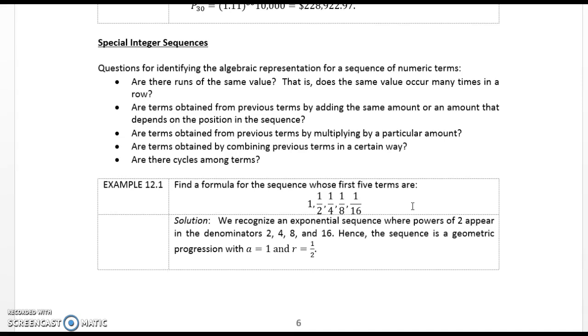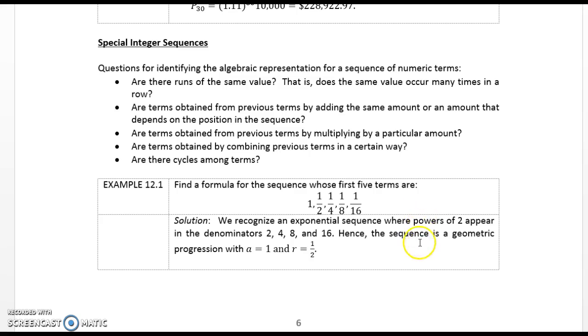Special integer sequences. Questions for identifying the algebraic representation for a sequence of numeric terms. Are there runs of the same value? That is, does the same value occur many times in a row? Are there terms obtained from previous terms by adding the same amount or an amount that depends on the position of the sequence? Are terms obtained from previous terms by multiplying them by a particular amount? Are terms obtained by combining previous terms in a certain way? Are there cycles among terms?